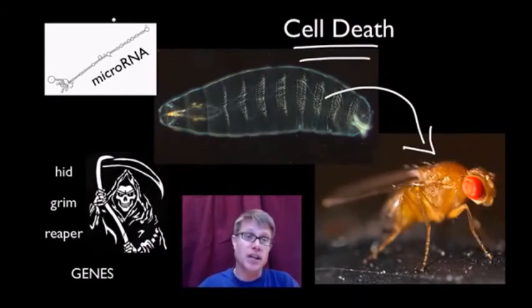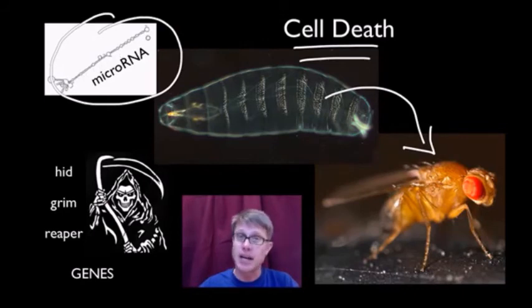Another important thing that I should talk about is microRNA. What is microRNA? It's a single strand of RNA that you find in all organisms. What it does is it disrupts RNA, so it can't actually make proteins.